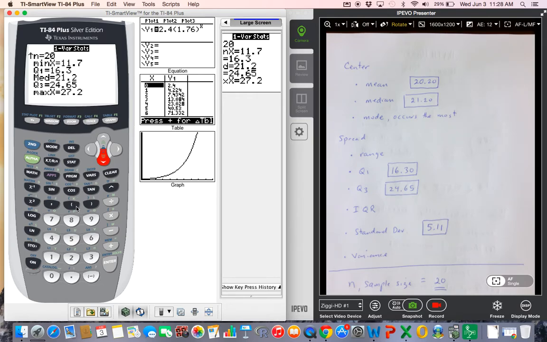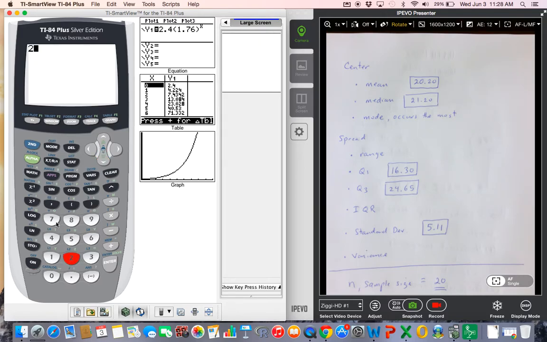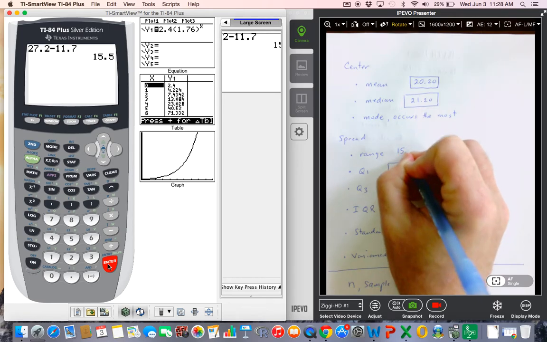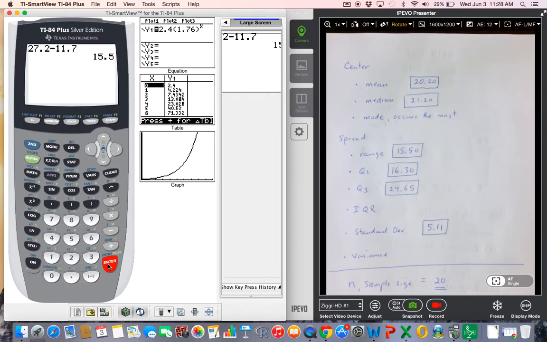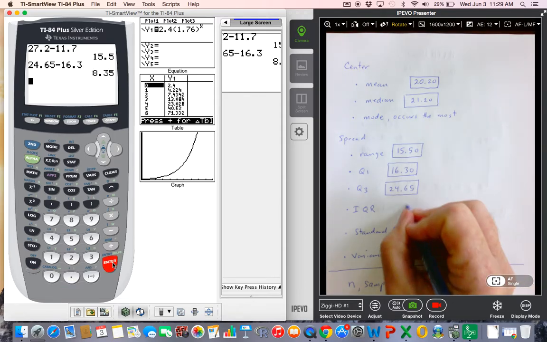Now, some of you can do that mentally, but if you can't, it's not a big deal. Just use your calculator, so 27.2 minus 11.7. So guys, the range is the high minus the low, so our range is going to be 15.5. I'll go through it in a minute and tell you what all these mean. The IQR is just Q3 minus Q1. So 8.35 is the IQR.